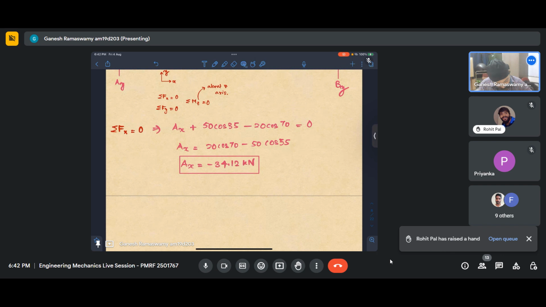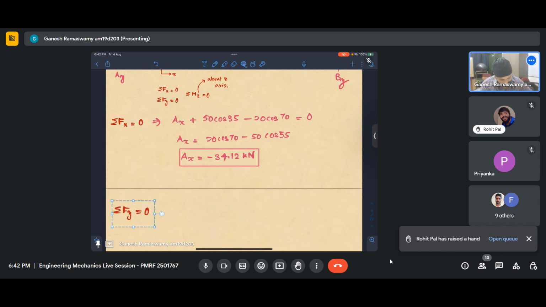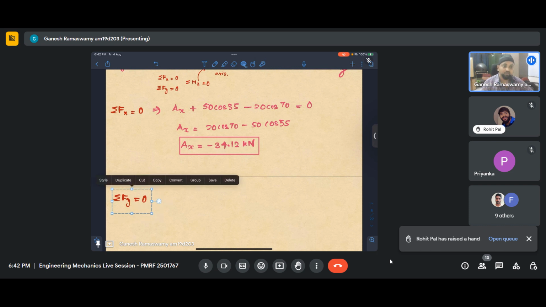Okay, so let us move on to the next equilibrium condition. I can see that Mr. Rohit Pal, your hand is raised. If you have a question, please unmute and ask.